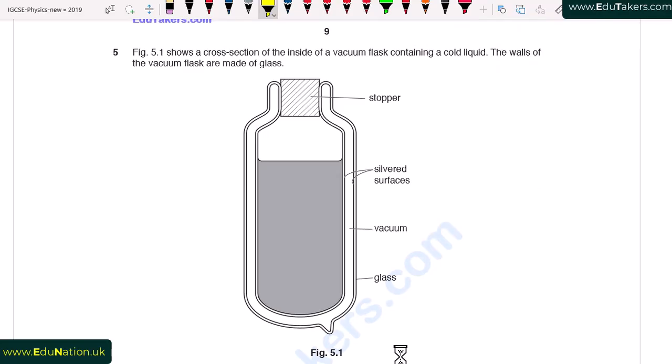Question number 5. Figure 5.1 shows a cross-section of the inside of vacuum flask containing a cooled liquid. The walls of the vacuum flask are made of glass. So there is a figure 5.1 in which we can see that it's a flask and it contains cold liquid inside this. So there is a stopper and a silvered surface. There is also the vacuum.